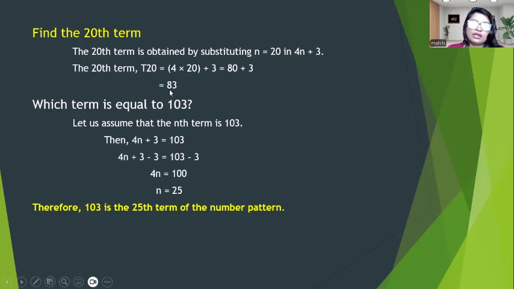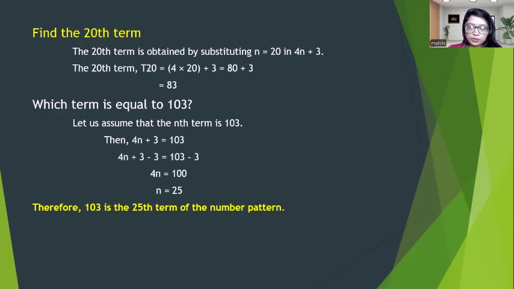The other question is, which term is equal to 103? Let us assume that the nth term is 103. Then 4n plus 3, the general term, is equal to 103. So how can we solve this? I hope you learned this. You learned this in previous years.